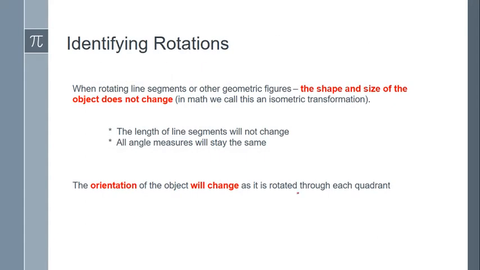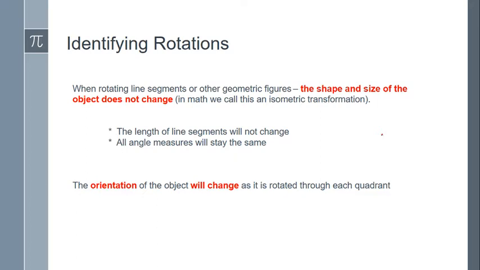All right, so how to identify a rotation? When rotating line segments or other geometric figures, the shape and size of the object does not change. So that's the first thing you're looking for. In math, we have a special name for that type of transformation. We call it an isometric transformation. That means the lengths of line segments aren't going to change, and all angle measures in, say, a triangle or any other polygon are going to stay the same.